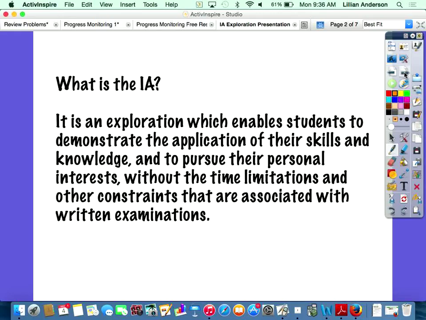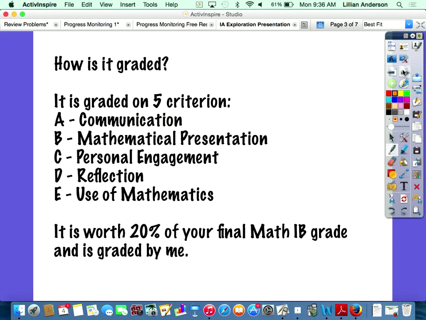For example, is there math in the flight of a soccer ball? Is there math in dancing? Basically, can you take a topic within the syllabus and apply it to the real world? That's what the IA is all about.